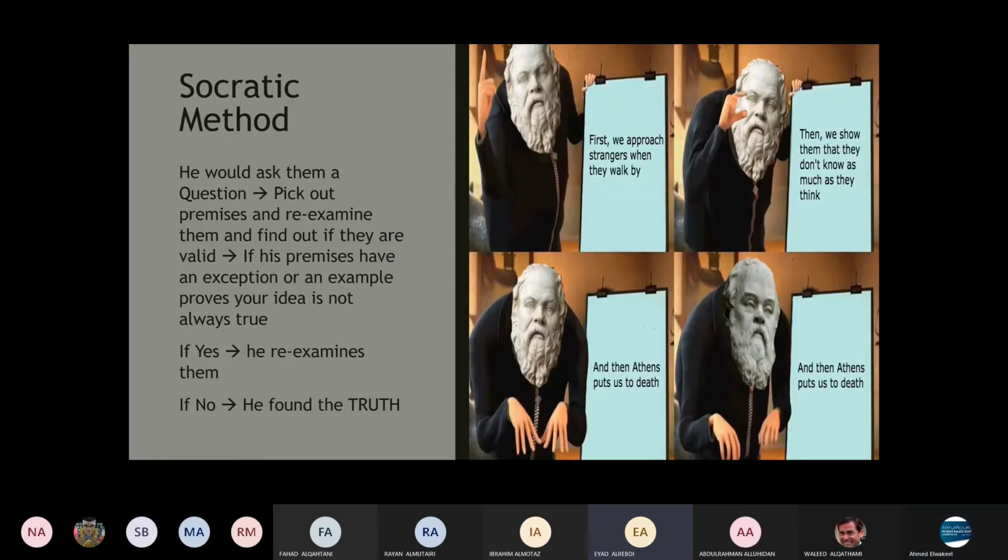And this is the Socratic method. He would ask them a question, pick out the premises and re-examine them and find out if they are valid. If the premises have an exception or an example that proves your idea is not always true, then he needs to examine them. If not, then he found the truth.